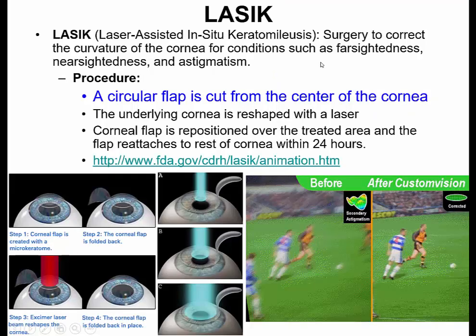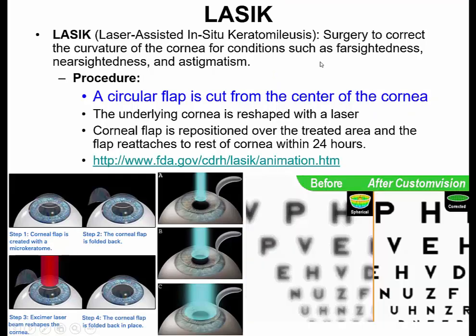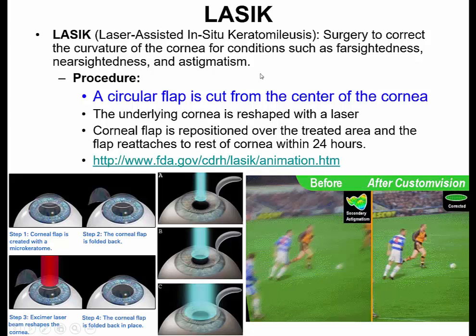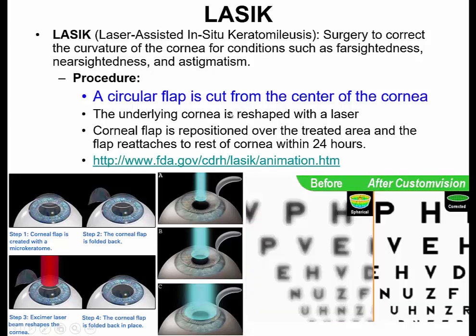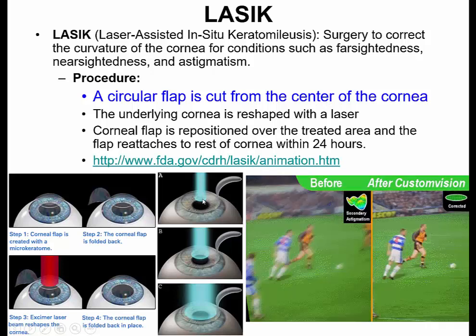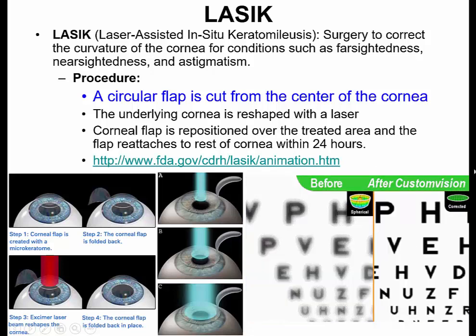LASIK surgery is a surgery to correct the curvature of the cornea for conditions such as farsightedness, nearsightedness, and astigmatism. And so what they can do is they can go through and cut a circular flap from the center of the cornea, and then they use a laser to reshape the cornea to help to focus that light back onto the retina. So I'm going to show you a video here.